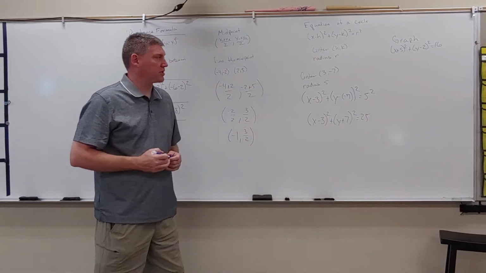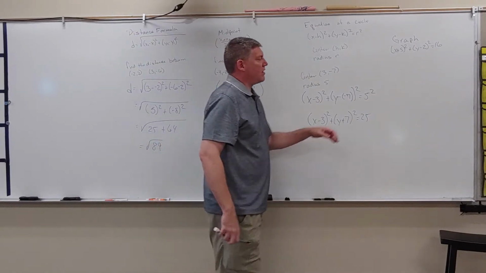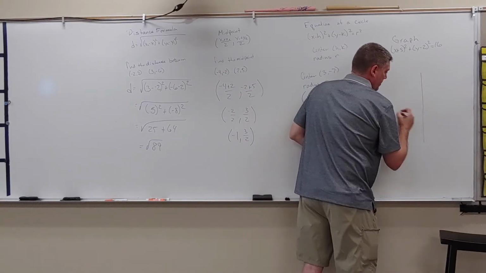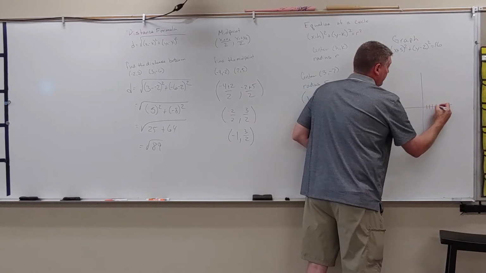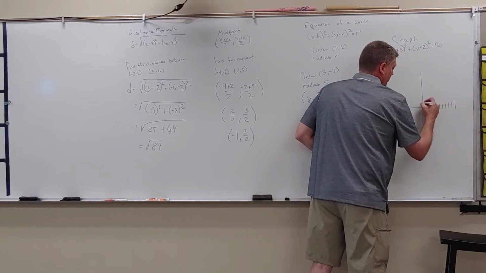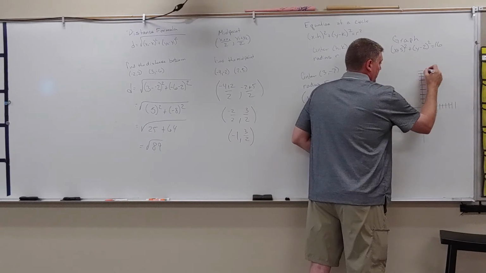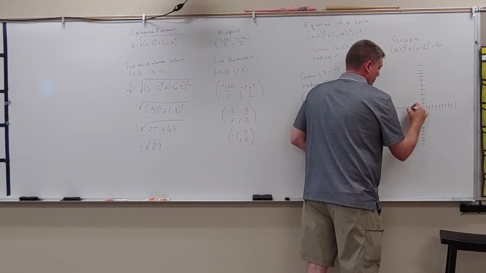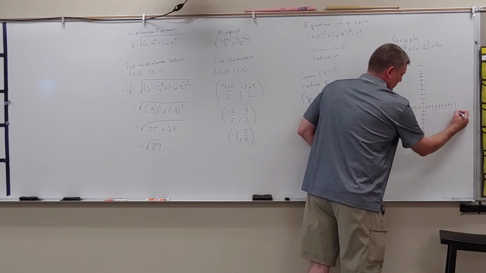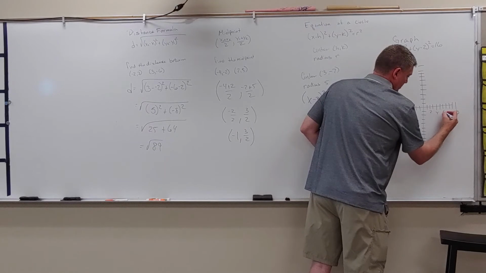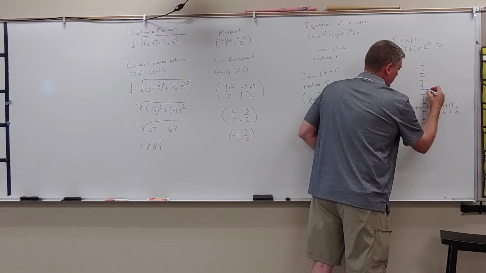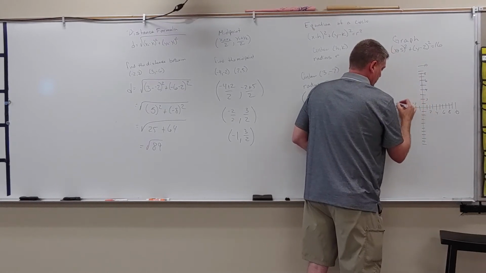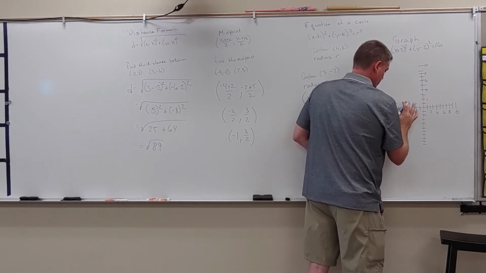And there's my equation. Now, when we're graphing these, I'm going to put my graph out here. 1, 2, 3, 4, 5, 6, 7, 8, 9, 10. This is 10, 2, 4, 6, 8, 2, 6, 8, 10. Oops, I think I skipped one.